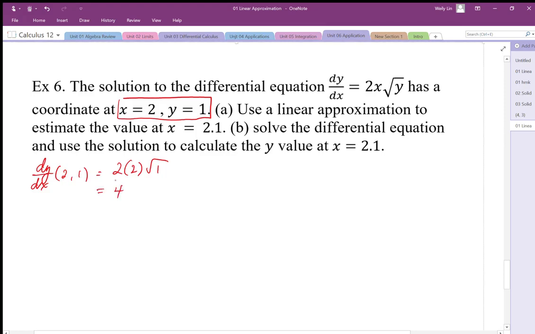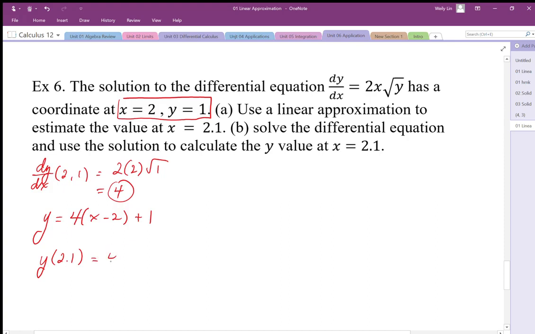So I have now slope. I have an x and y coordinate. So my linear approximation equation is going to be 4(x minus 2) plus 1. So this is my linear approximation formula. And I'm going to use this formula to estimate the y value at 2.1.